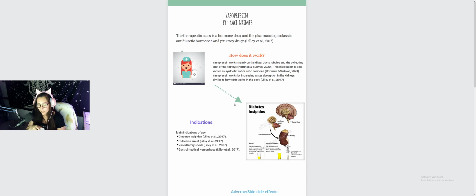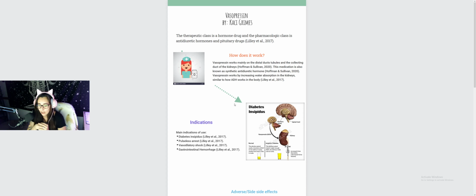It also works with pulseless arrest. This works with pulseless arrest by vasoconstrictive effects on the smooth muscular receptors. With these vasoconstrictive effects, we get vasoconstriction. With vasoconstriction, we will get restored circulation. So that helps with pulseless arrest. The vasodilatory shock, it works in the same way with the vasoconstrictive effect as well.